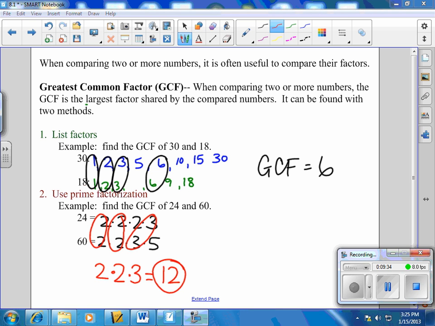So the reason that we didn't include the 2 in the 24 and the 5 in the 60 is because the 60 didn't have another 2 and the 24 didn't have a 5 at all in it. So the greatest common factor between 24 and 60 is 12. And again, if you could see that before doing all that, more power to you. But here's the work behind it if the numbers get too big.